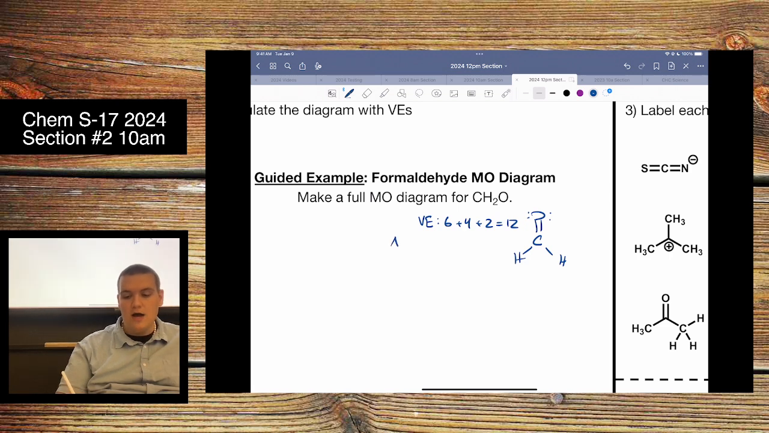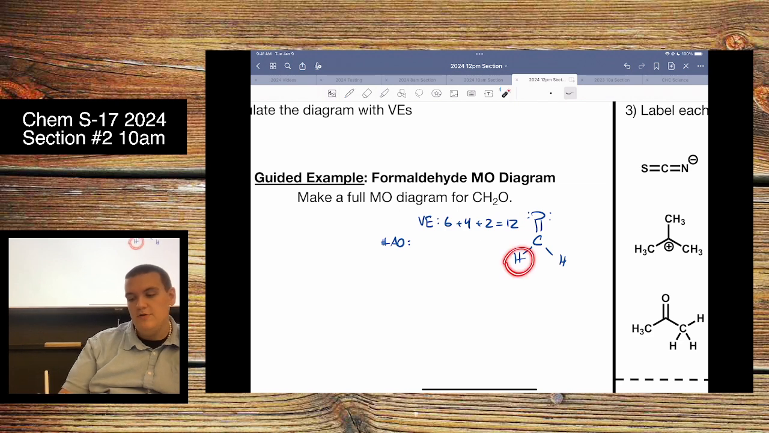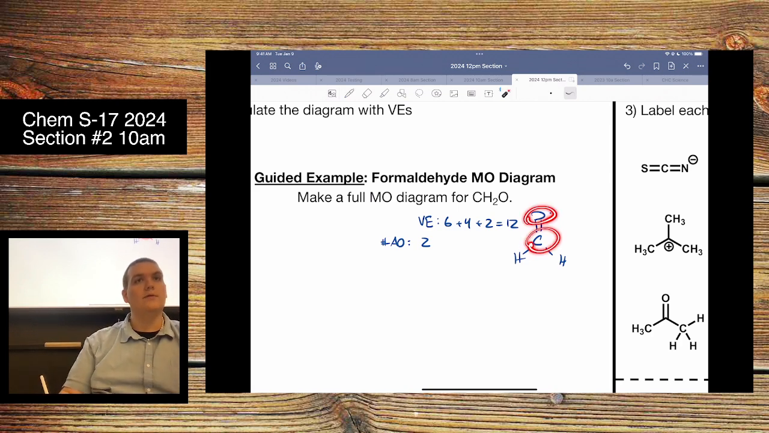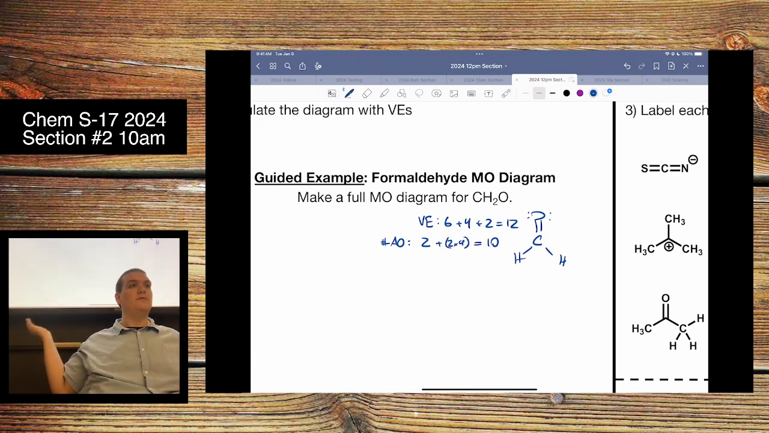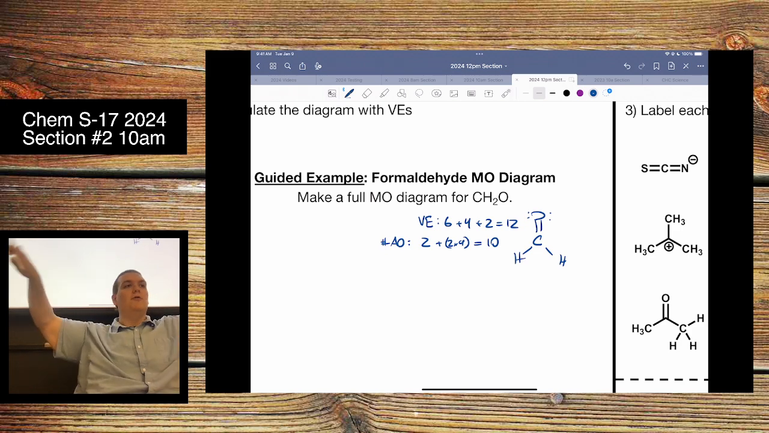Second thing is count your atomic orbitals. So that's the formula we did in key idea number 1. We have 2 hydrogens, so each of those has 1 orbital that they're contributing. And then we have 2 non-hydrogen atoms, each contributing 4 orbitals. So we have 2 plus 2 times 4, which is 8. So in total, we should have 10 atomic orbitals. Great, we've done our prep work.